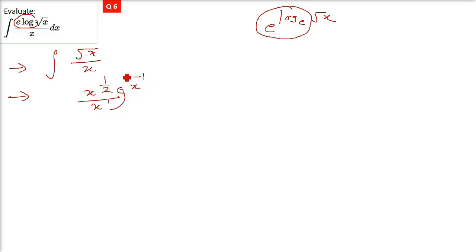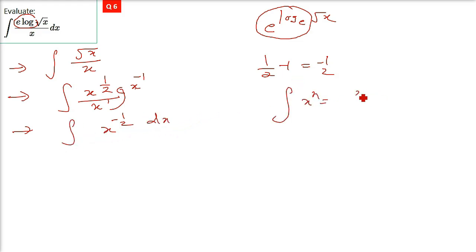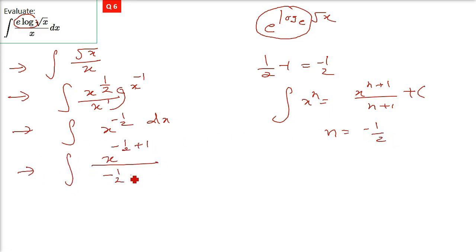Under root x is simply x to the power half. x is in the denominator, so x goes up and it will be x raised minus 1. Half minus 1 is negative half. So x raised to negative half, and there is nothing in the division because x has already gone up. So integration of x raised n is x raised n plus 1 divided by n plus 1, plus the constant of integration. n is negative half here. Integration of x to the power minus half plus 1, divided by minus half plus 1, dx.